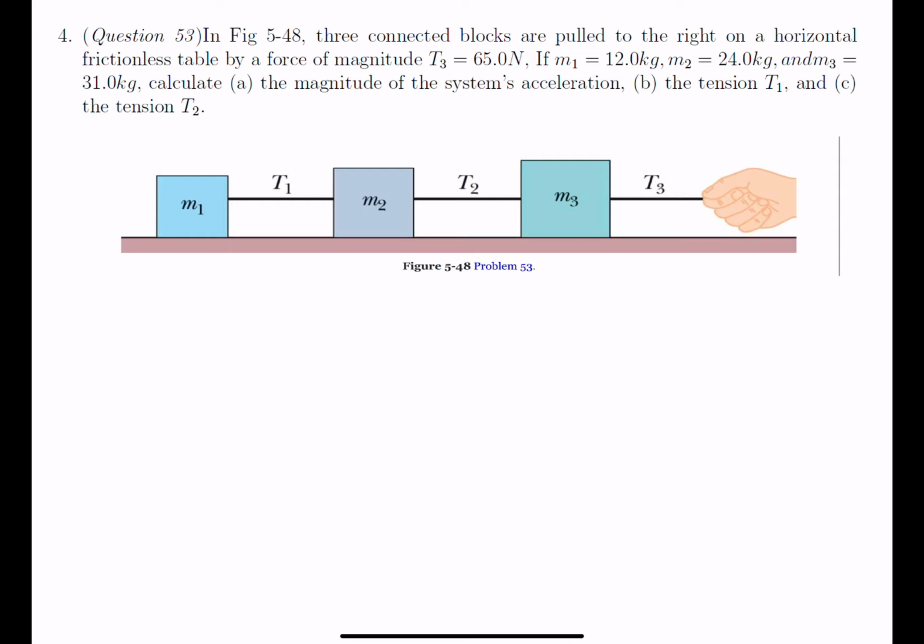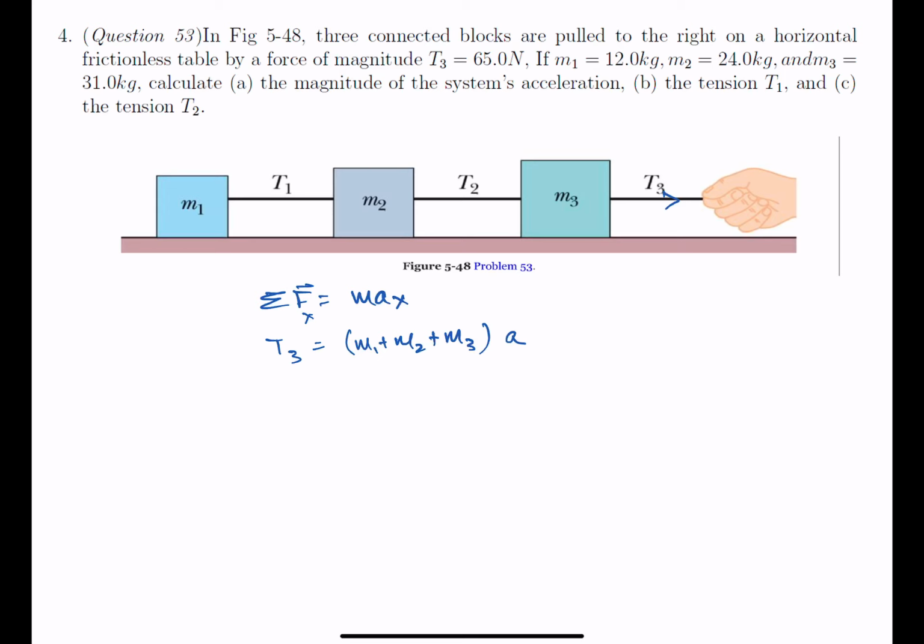So the net force equals mass times acceleration in x direction, because it's just acting in x direction. So if you have to solve this, the main force here is T3, where everything has been pulled. So T3 equals the total mass, m1 plus m2 plus m3, times the acceleration.